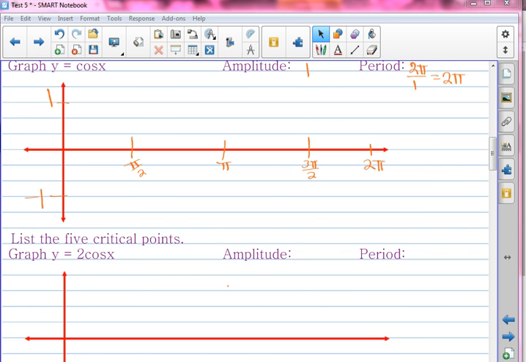The cosine graph starts at the y-axis. It starts up here, and it goes down. It looks like that. Starts up, and it goes through your first notch, and then down, and then through your second notch, and then up.